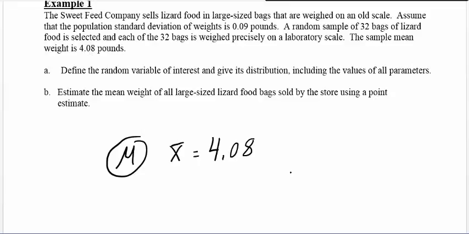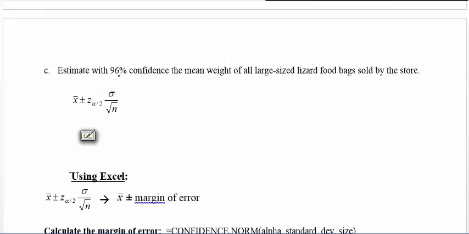Part B: estimate the mean weight of all food bags using a point estimate. So we're going to estimate the mean weight of all food bags, the population mean, using a point estimate. The best point estimate for the population mean is simply the sample mean, x bar, the 4.08 pounds. Part C, we're going to estimate with 96% confidence the mean weight, so what we just did in B, but now with a confidence interval. Instead of one single point estimate, we'll use a confidence interval.